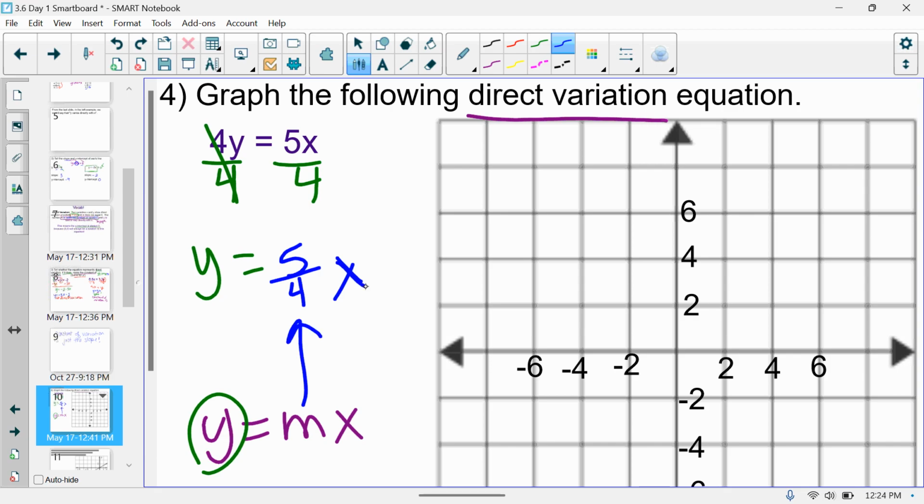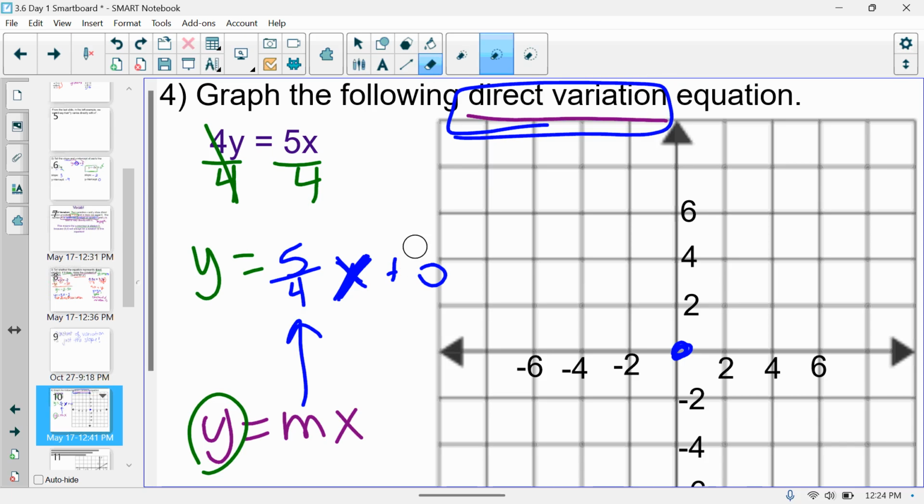What's my y-intercept? 0. Yes, when it's direct variation, it's always going to have a y-intercept of 0. So the origin. Again, you can physically add in that plus 0 if you really want to, but direct variation is always going to have a y-intercept of 0.